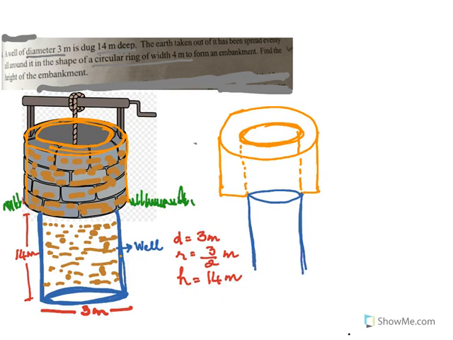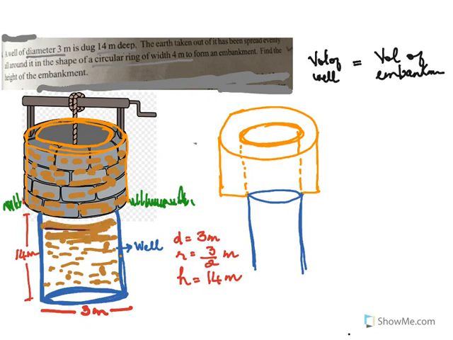Now we know in this case volume of well will be equal to volume of embankment. Why? Because all the mud from the well was removed to make the embankment. So we had volume of well equal to volume of embankment.